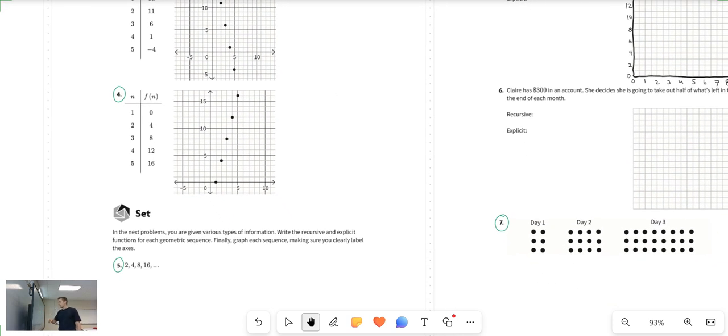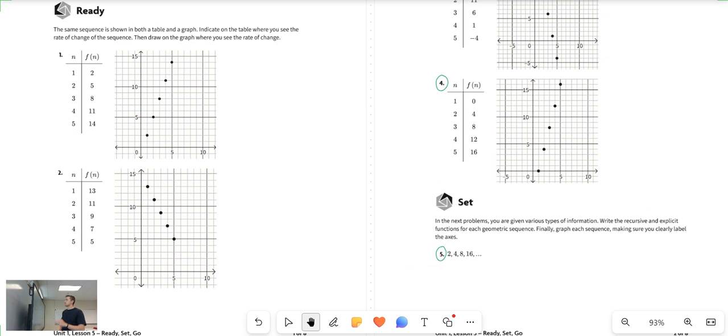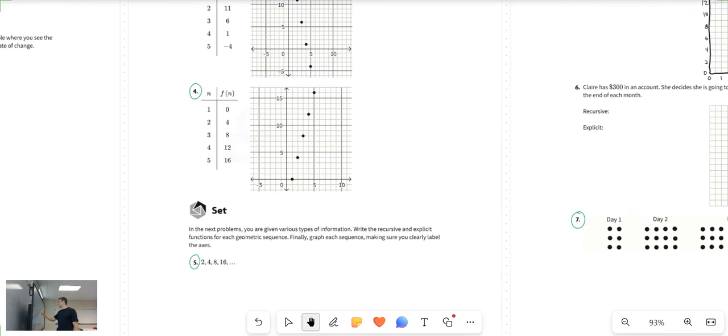Before we actually get to number 4, let's read the instructions. We always forget to do that. The same sequence is shown in both a table and a graph. Indicate on the table where you see the rate of change of the sequence, then draw on the graph where you see the rate of change. So we're just identifying rates of change here.